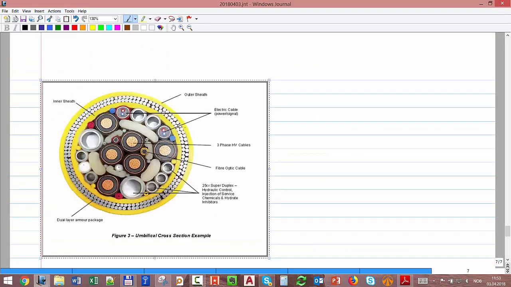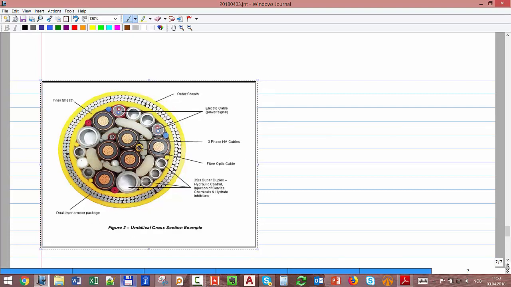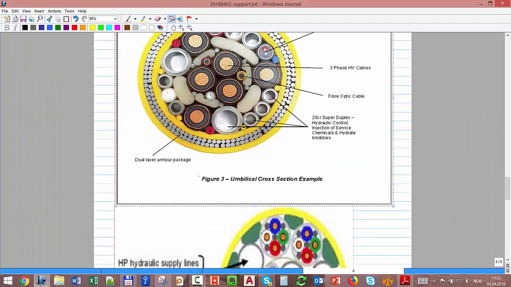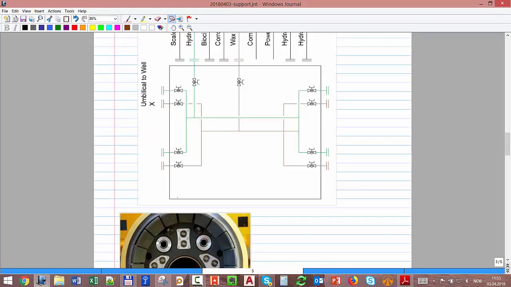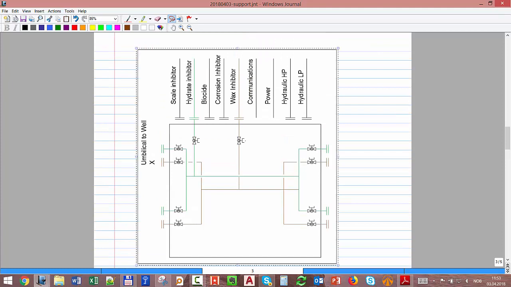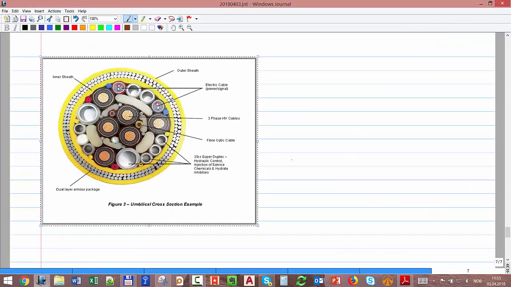So in that case, you see you have many other things, but you have power cables, high voltage, you have fiber optics transmitting signals, and you have hydraulic lines, and you have the chemicals, hydrate inhibitor. And I can add a lot of things depending on what I need on my well. Here you have another example, but how that umbilical is usually connected to a unit that looks like that. It's a subsea unit.